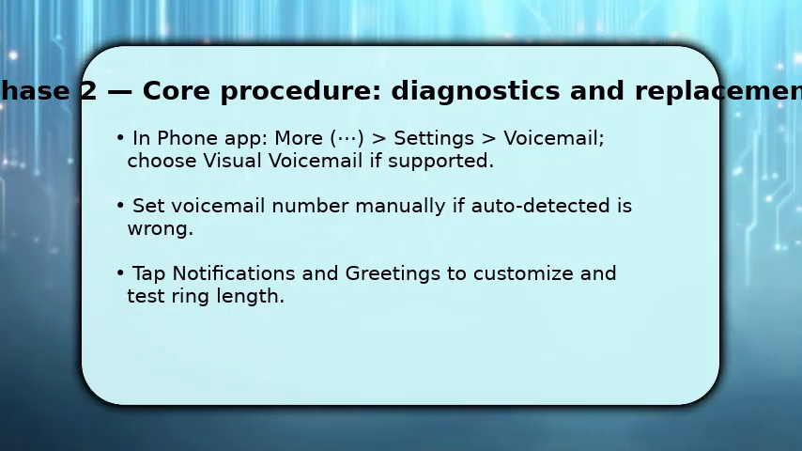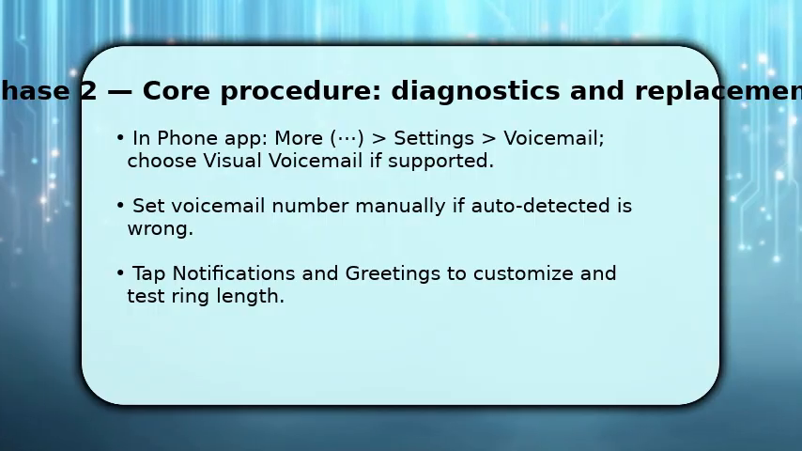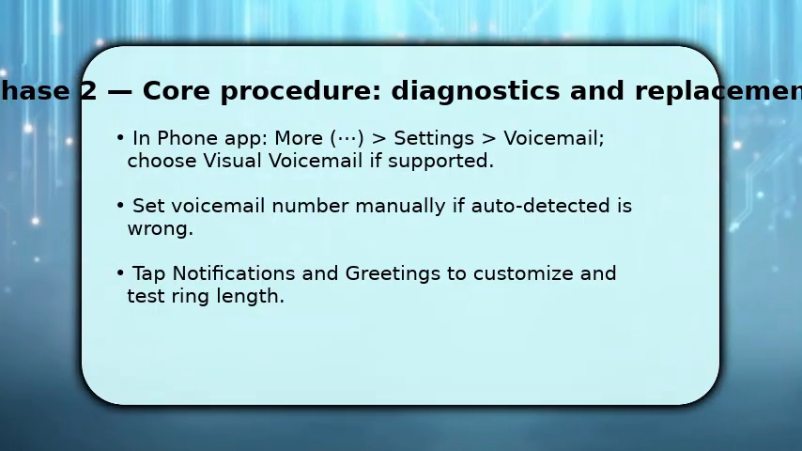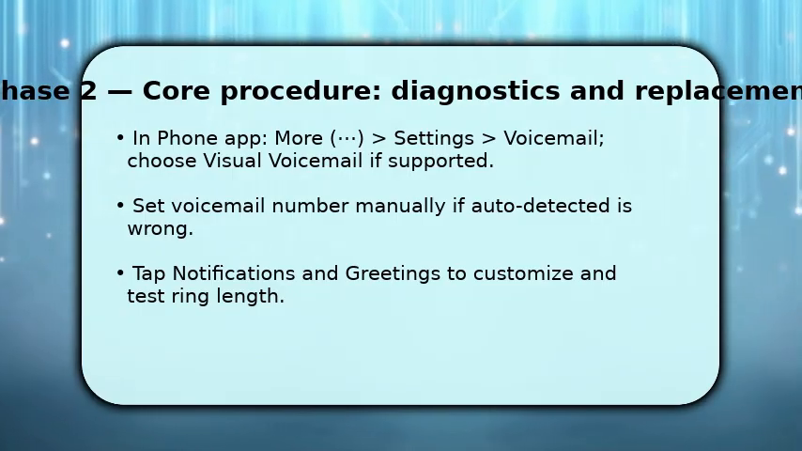Then configure notifications, greeting, and ring delay. Test by leaving yourself a message. These steps fix most app-level issues, since the phone must point at the carrier.